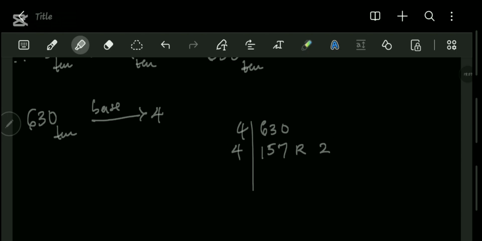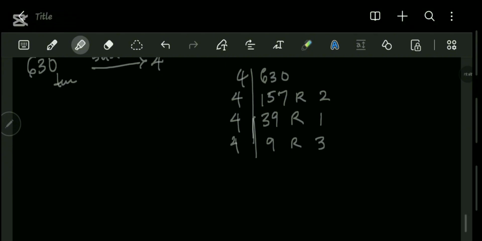And then 157 divided by 4 again. That's giving me 39. And then if you punch 39 times 4, that's giving us 156. What will you add to 156 to give you 157? It's just 1. So we have a remainder of 1 here. And then 39 divided by 4. So we have 9. Remainder, if you punch 9 times 4 is 36. What will you add to 36 to give you 39? That's a 3, right? So we have that.